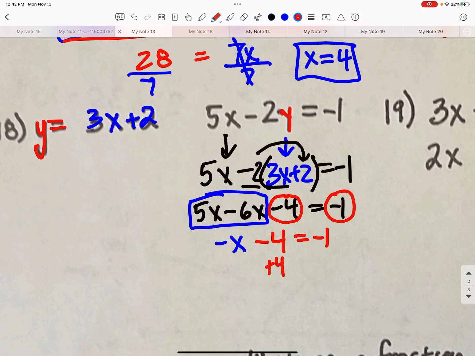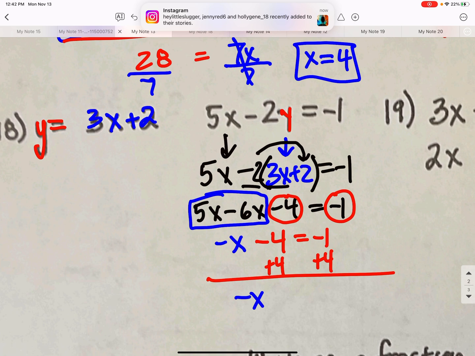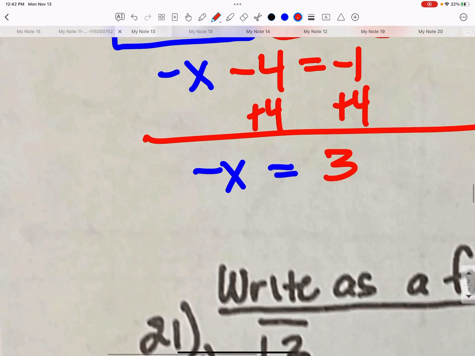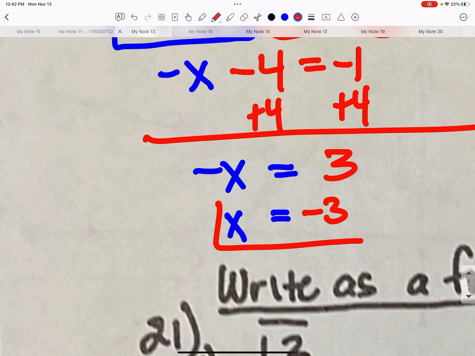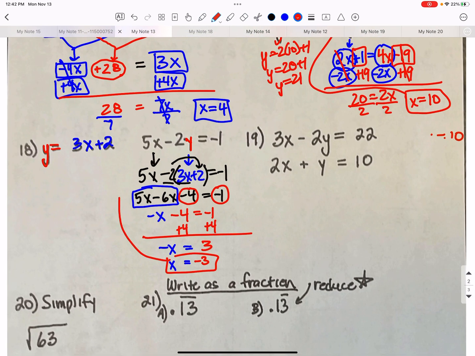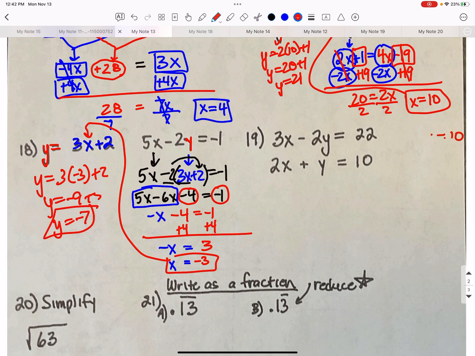We're going to add 4 and get him over here with his friend. We've got negative x equals positive 3. When you need to switch the sign of the x, that's fine. We can switch it to positive. We just got to switch the other one too. So positive 3 becomes negative 3. Once you're done with that one, you plug it back in here. y equals 3 times negative 3 plus 2. y equals negative 9 plus 2. y equals negative 7. So our answer is negative 3, negative 7. Ooh, negative 3, negative 7.